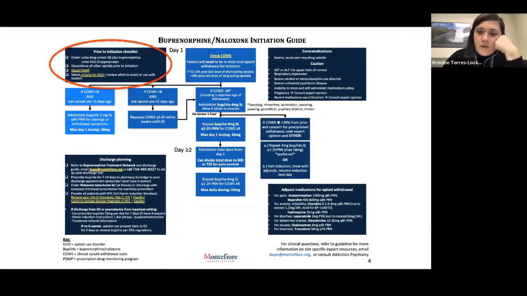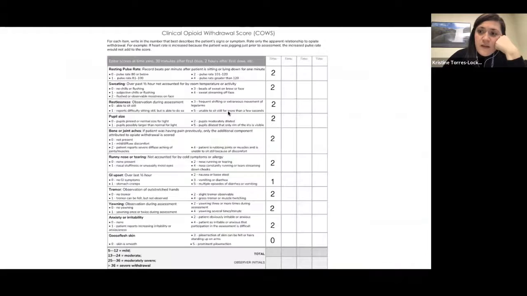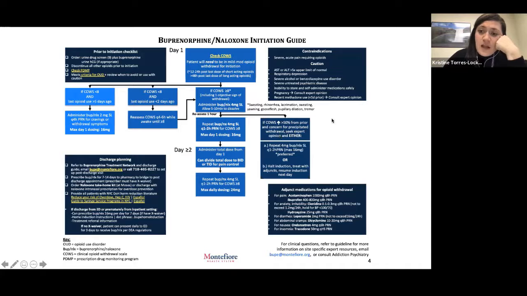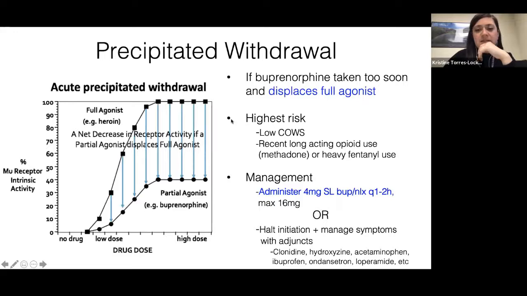Okay. So one thing I do want to talk about is what happens if you give the buprenorphine first, and instead of them feeling better, their COWS score actually gets a lot worse, and you're worried you have precipitated a withdrawal, so maybe started it a little bit too early. What happens in this case is that you essentially displace a full agonist when you give the buprenorphine, so you're decreasing their activity at the receptor, and that decrease in activity is what feels really terrible in the withdrawal that they experience.